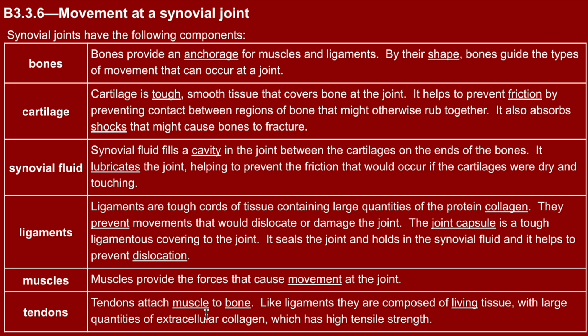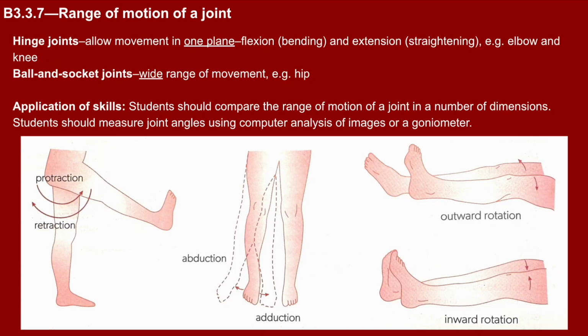Muscles provide the forces that cause movement at the joint. And lastly, tendons attach muscle to bone. Like ligaments, they're composed of living tissue, with large quantities of extracellular collagen, which has high tensile strength. Okay, two types of joints. Hinge joints allow movement in one plane. For example, your elbow just goes in one direction, versus, say, your shoulder, which is a ball and socket joint, which allows a wider range of movement. Your hip or your shoulder.